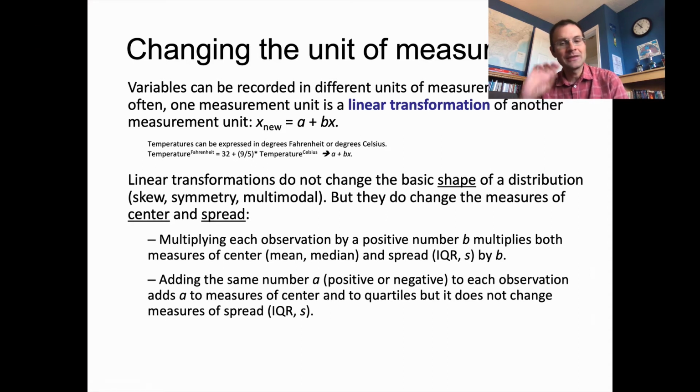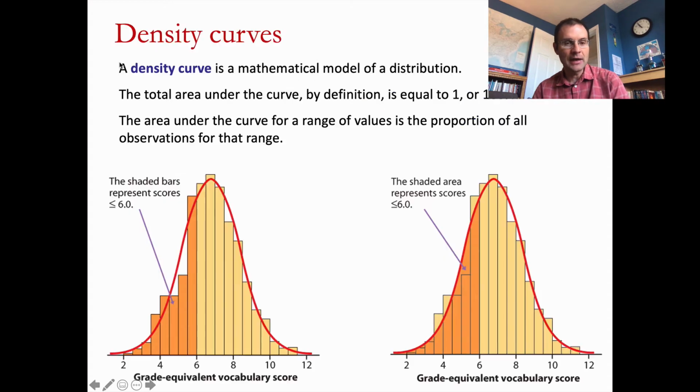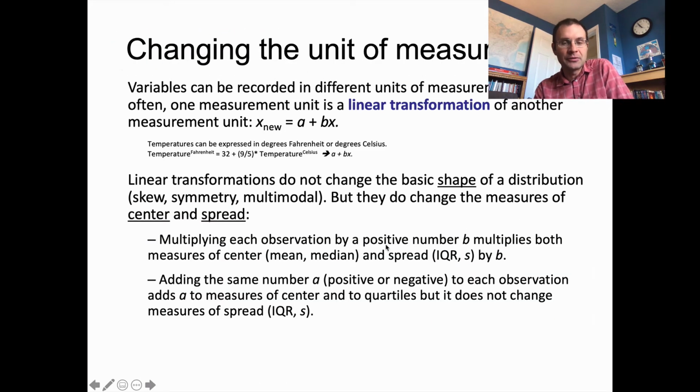But a, the intercept, is only going to have an effect on the measure of central tendency. So a, whether it's positive or negative, will be added to the measures of central tendency and to the quartiles, but it won't change the measures of spread. We've seen that before, but the interesting fact that we want to focus on in this lecture is that we're going to use these linear transformations to change the way we represent certain distributions, but we can be comfortable knowing that we're not going to change the basic shape of the distribution when we do that.